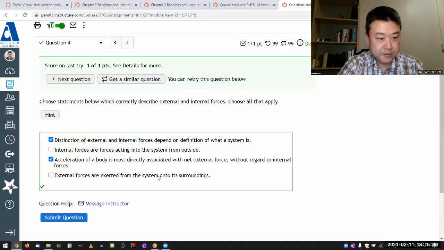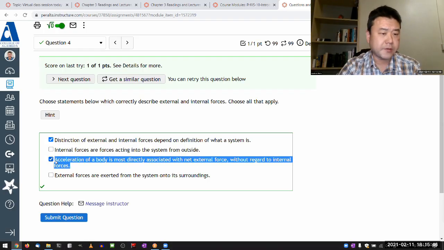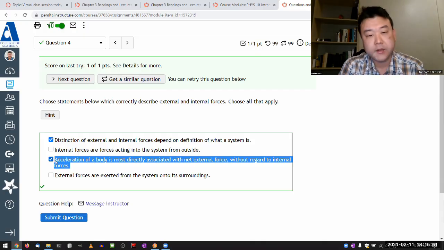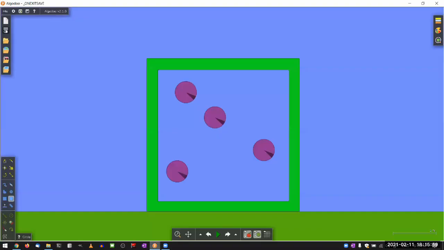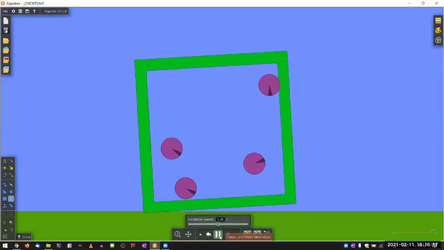Could go either way. So what I want to illustrate here is first this point, that acceleration of a body is most directly associated with the net external force. I spent some time setting up this simulation and testing it, and I think there are some aspects here that I need to show and illustrate. Let me do it this way. I'm just going to run the simulation once, and then I will bring it back to this point and show you the features here. So I'll just run the simulation for like 10 seconds or so. So this is what it is.